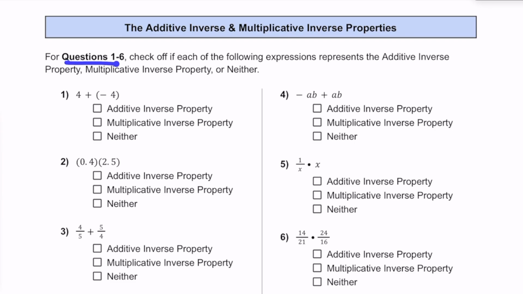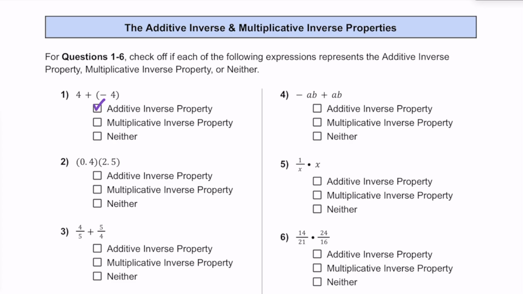In questions 1 through 6, let's go ahead and check off if each of the following expressions represents the additive inverse property, where you add and get 0, or the multiplicative inverse property, where you multiply and get 1, or neither. All right, so for number 1, we have 4 plus negative 4. Those are opposites, so if you're going to add those, you're going to get 0, right? So if that's the case, you can say that this would represent the additive inverse property, right?